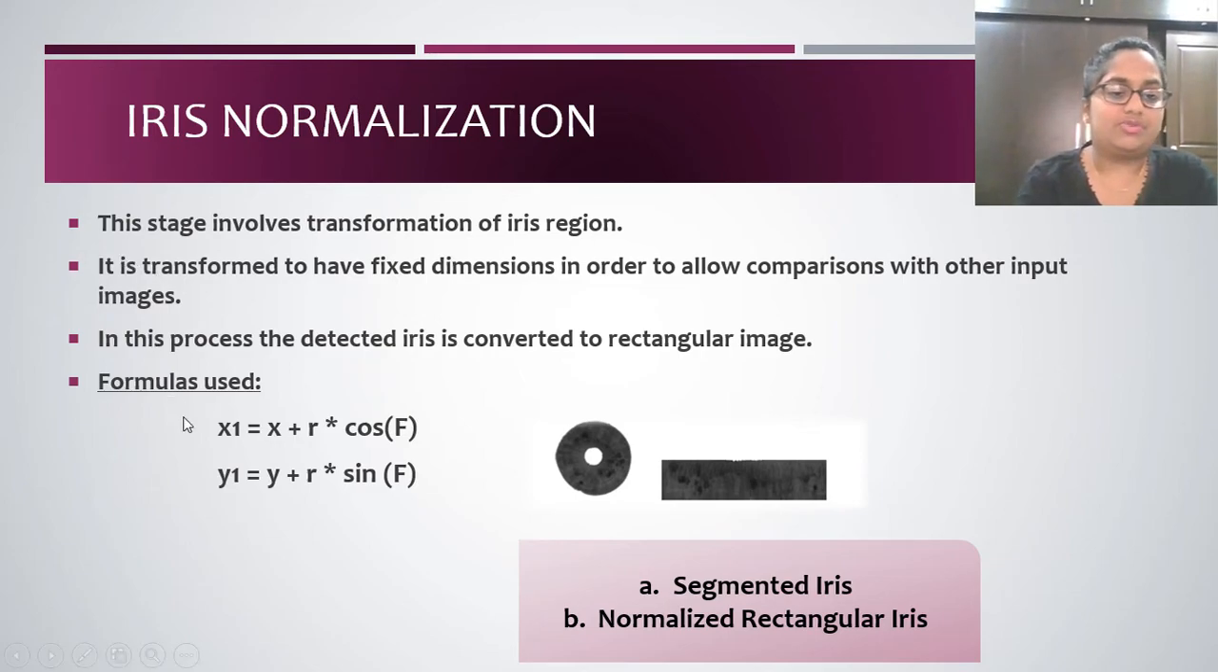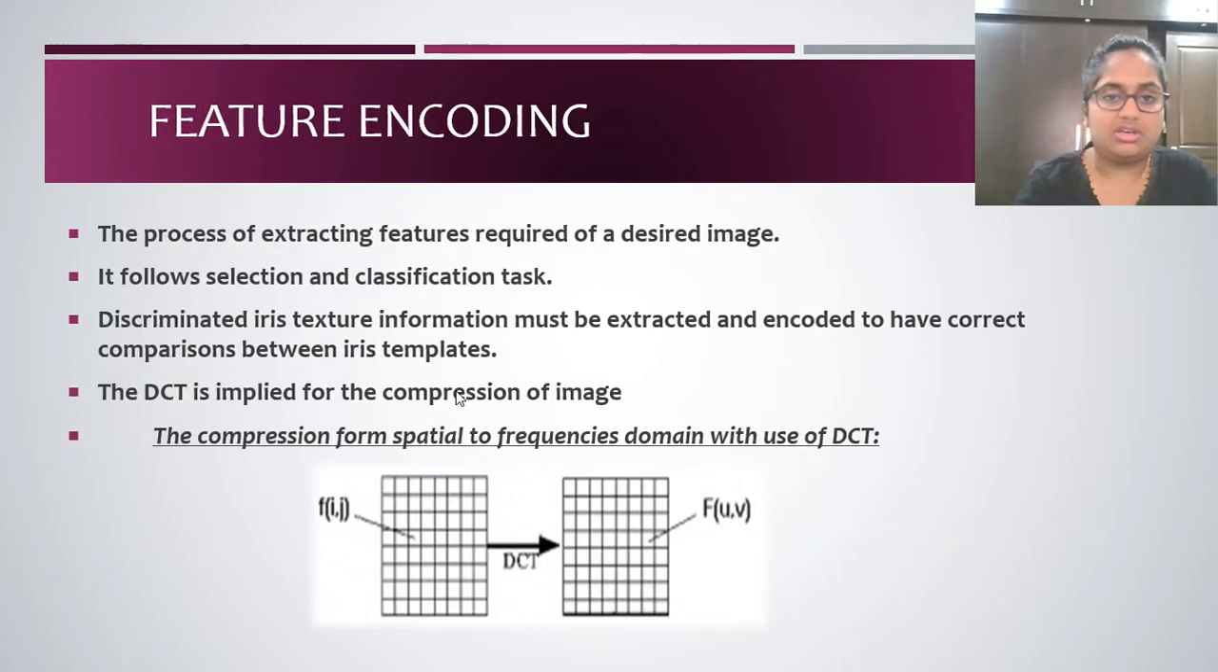iris, where the formula for x1 is x plus r multiplied by the cosine of theta. Similarly, we have another mathematical formula for y1, where y is added to r multiplied by the sine of theta. In this process, the detected segmented iris is converted to a rectangular image by using these mathematical formulas. After getting a normalized image, it is entered into the feature encoding stage.